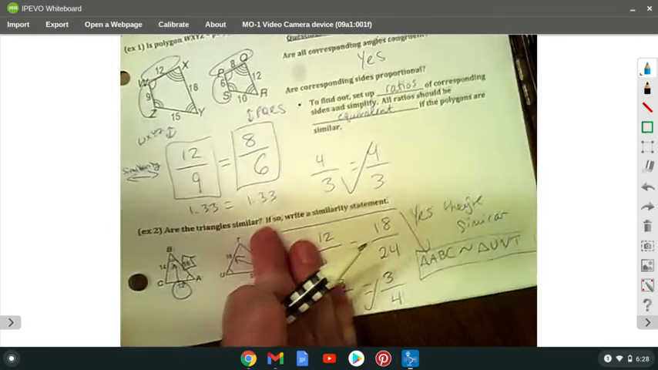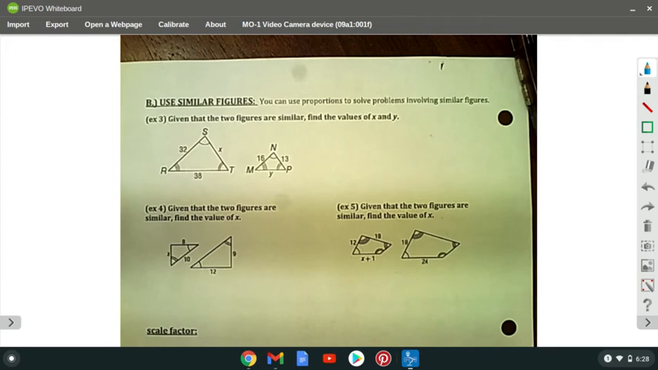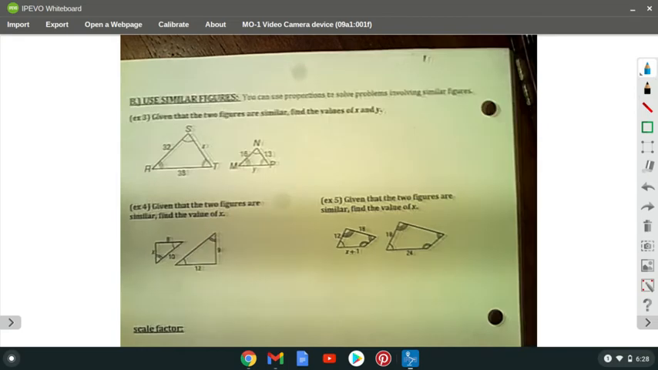All right. Flip that page over. You get a little crazy. So now we're given that 2 figures are similar. They're telling us they're similar. So now we're going to beef it up a little bit. Instead of trying to figure out are they similar or not, now we're going to be trying to find different sides or variables using our proportions.